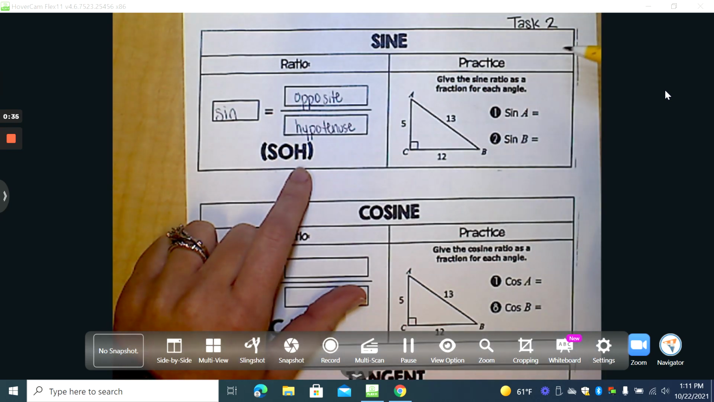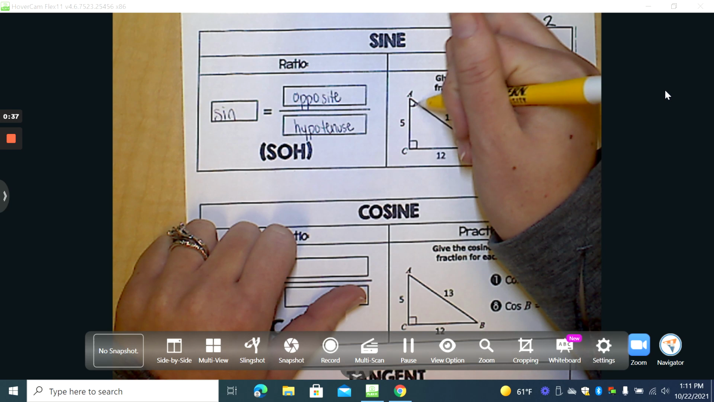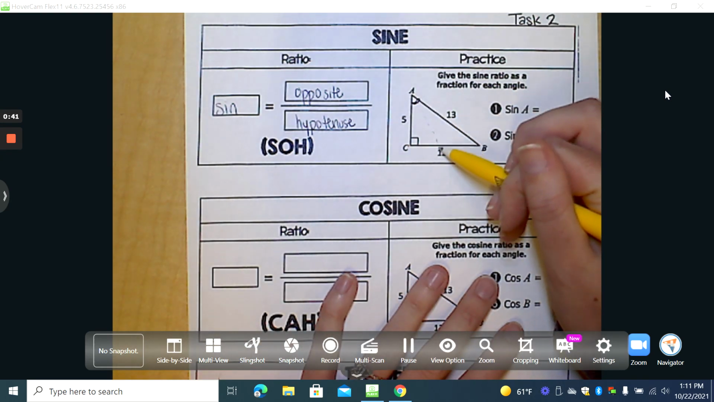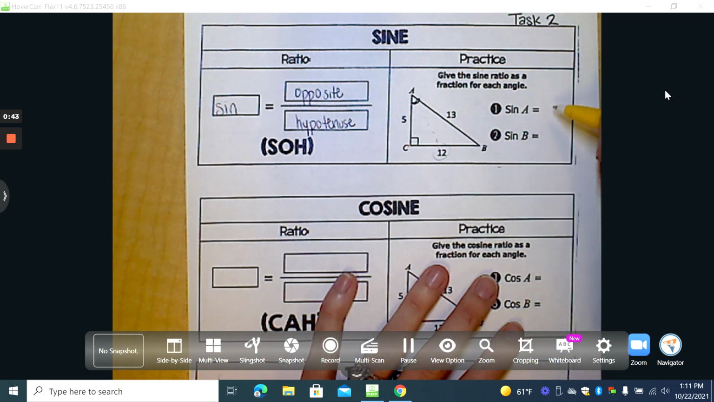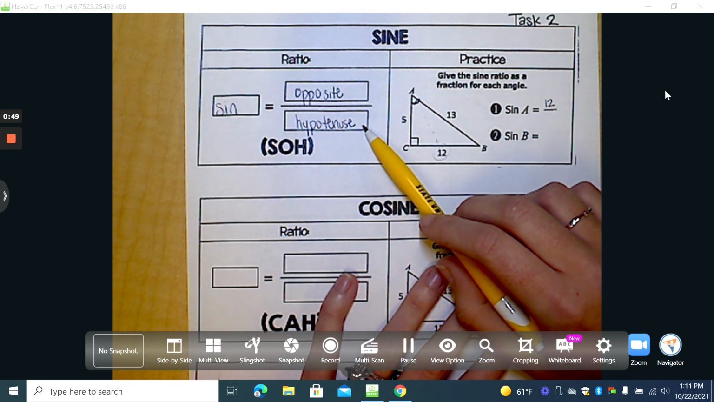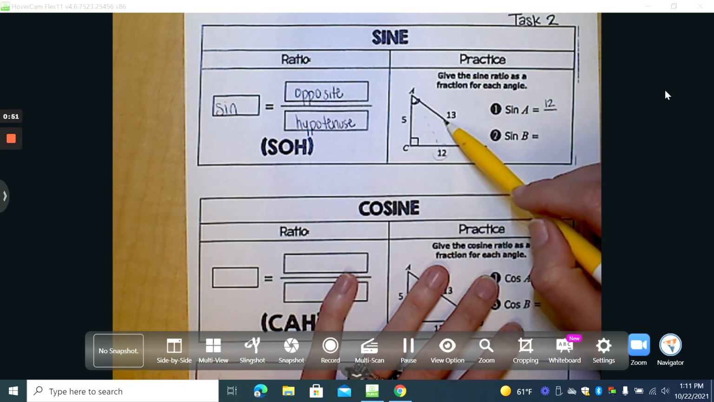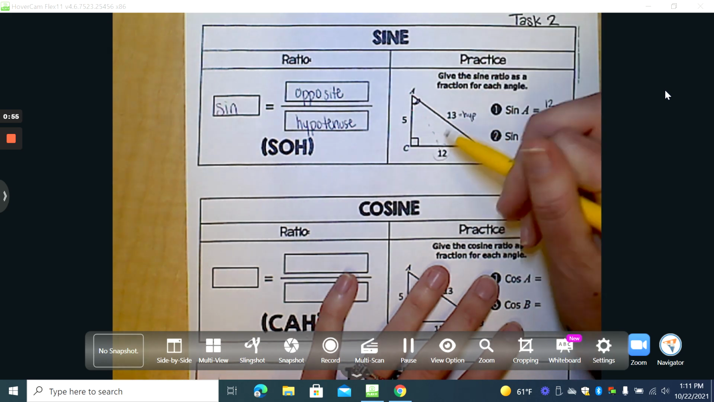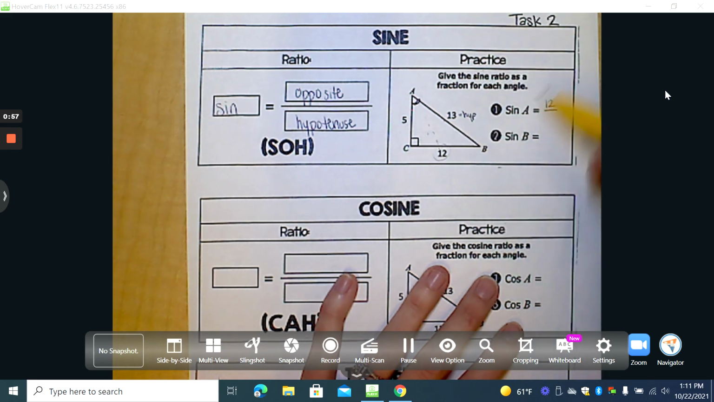What I mean by opposite is when I'm looking at angle A up here, the opposite side is 12. And so I'm going to write 12 on the top of my fraction. The hypotenuse of my triangle is always across from my right angle. 13 is always my hypotenuse in this situation. It's across from my right angle. So the sine of angle A is 12 over 13.